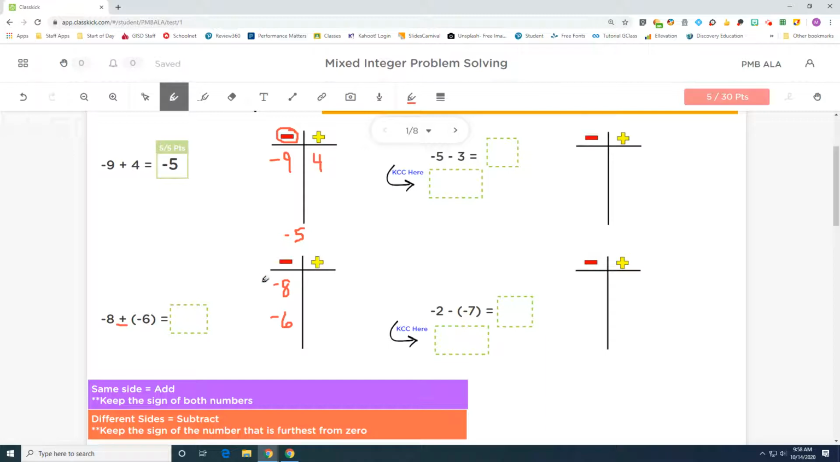If you have numbers on the same side of the T-chart, you're just going to add. 8 plus 6 is 14, and you're going to add and keep the sign. So this is -14.